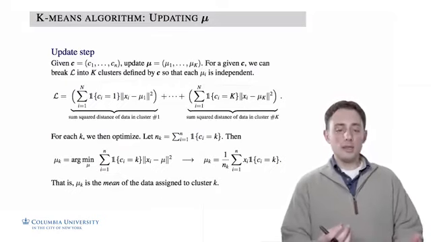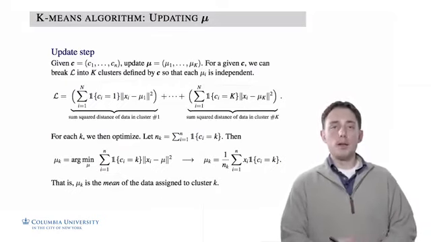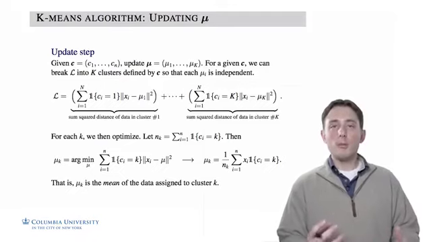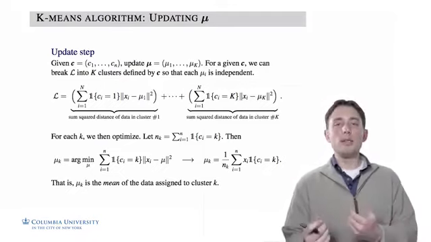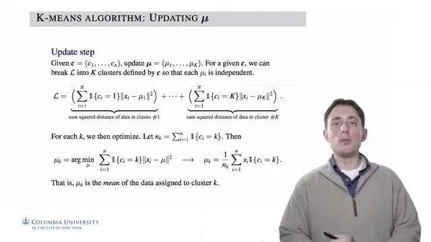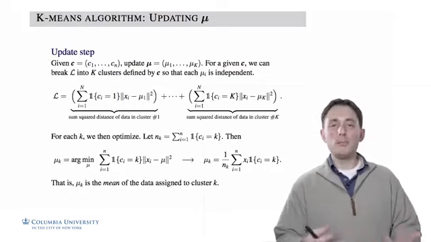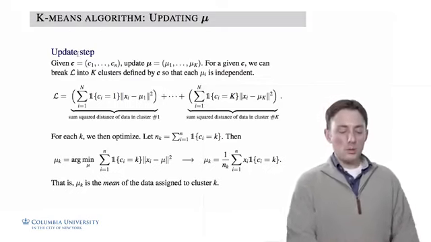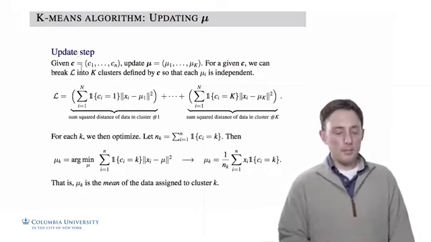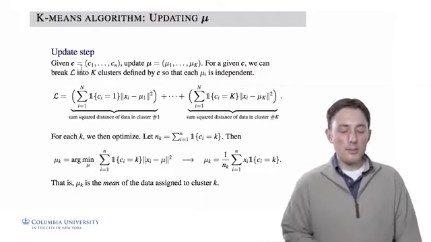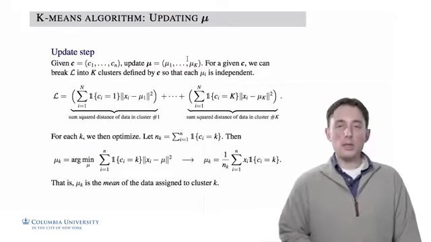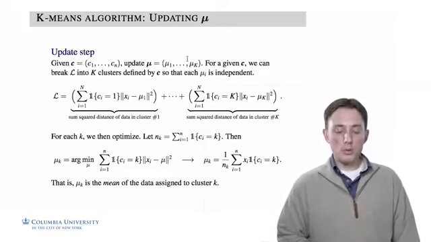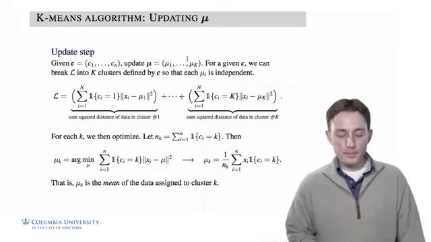Okay, so that's the assignment step. We've updated C, we've optimized the objective over C for a particular mu, because we have minimized each individual term over each data point, point-wise. Now we need to update mu. So we'll call this the update step. Given the assignments C1 through Cn, we want to update the cluster centroids mu1 through mu capital K.